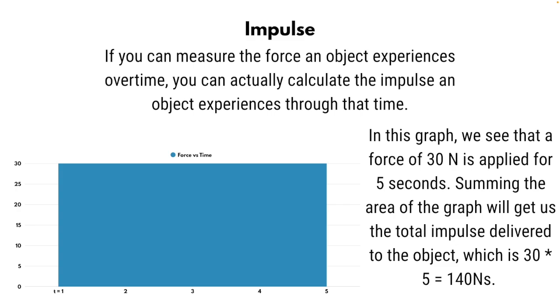Actually, I made a little mistake here. 30 times 5 is 150 newtons. Actually, wait, no, it starts from t equals 1. So it'd actually be 120 newton seconds, because the force of 30 newtons is applied for 4 seconds. All right, please ignore the errors.